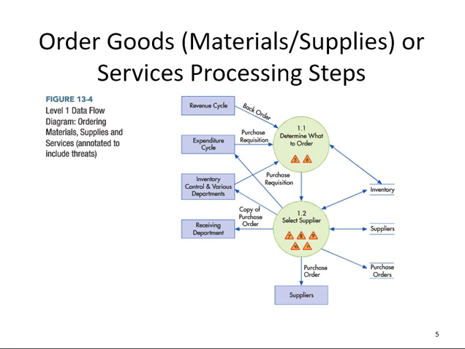So let's talk about the first activity, order goods or services. We have this level 1 DFD now, showing there are basically two processes for this step. First, we determine what to order. The second is to select which supplier we should order from. So let's briefly explain these processes.